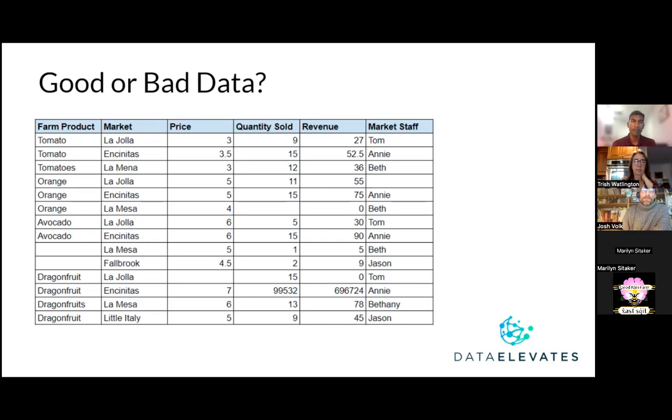And accuracy, like La Mesa is spelled wrong. So again, if you're trying to aggregate that data just for La Mesa, you're going to miss this one altogether. Exactly. Perfect. So those are some of the main things there.